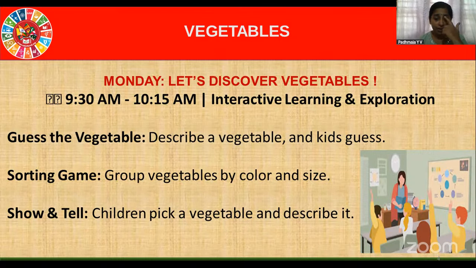The next will be a sorting game. Group the vegetables by their color and size. While an activity like guess the vegetable is going on, each child has to come and express their thoughts and their learnings. So the other children who are sitting, instead of making them sit quiet, we can make a small group of a few children and ask them to sort the vegetables.